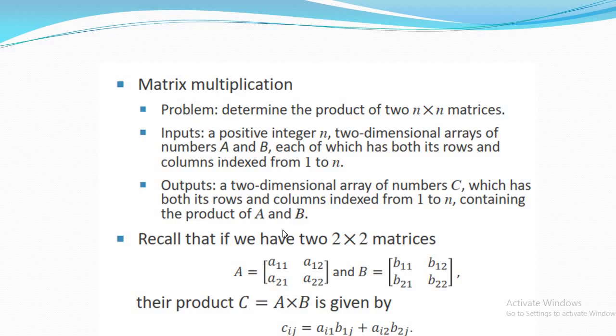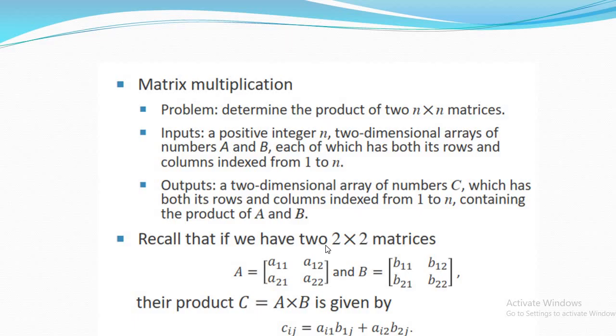The input is a positive integer n and two-dimensional arrays of numbers A and B, each of which has both its rows and columns indexed from 1 to n. The output is a two-dimensional array of numbers C, which has both its rows and columns indexed from 1 to n, containing the product of A and B.